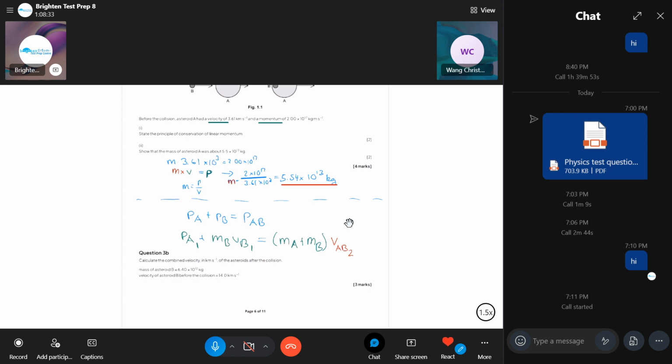So how does the rearranged equation look? The left side divided by MA plus MB. Right, exactly.